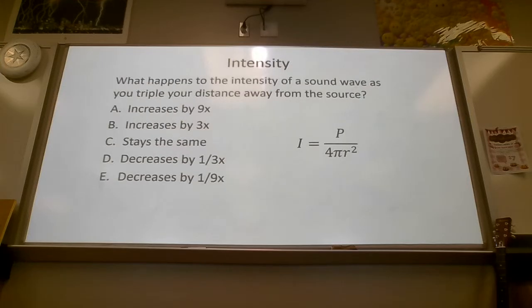Here we go. Based upon the pre-quiz, actually, you can just look at the equation first. Figure it out.